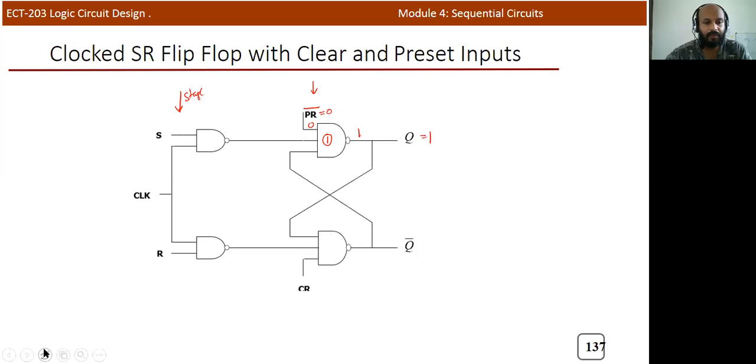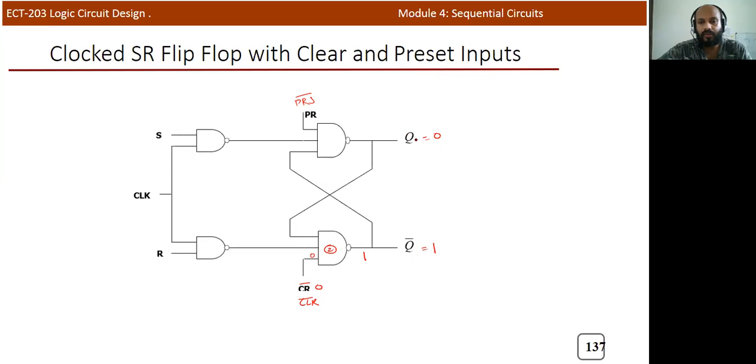We will consider another possibility, that is, the clear signal is equal to 0. Normally we write the clear signal as CLR bar, and here preset bar. If the clear signal is equal to 0, one of the inputs of the second NAND gate is 0, so the output is equal to 1. If Q bar is equal to 1, then Q will definitely be 0, because it's a flip-flop.